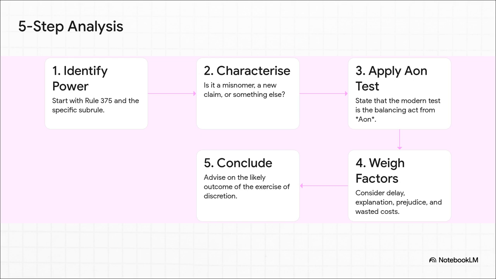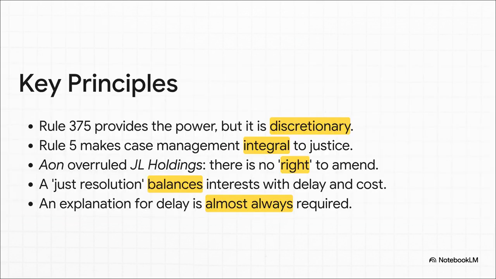You have to say it. The modern test is the balancing act from Aon. Step 4, weigh the factors. Go through them. Delay, explanation, prejudice, wasted costs. And finally, step 5, conclude. Based on all that, advise on the likely outcome. Easy as that. Okay, if you remember absolutely nothing else from this explainer, remember these 5 points.